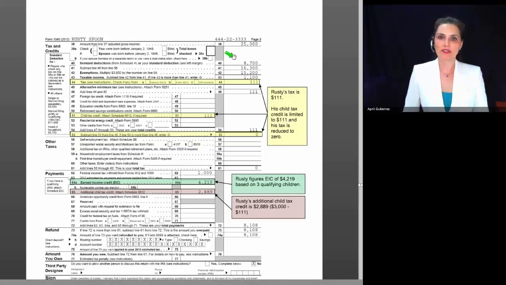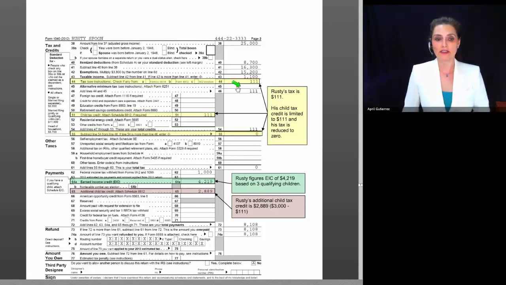Now on page 2, we claim a standard deduction of $8,700, and we also claim exemption deductions for our filer, Rusty, and his three dependents. When we enter those, we end up with $15,200 of exemption deduction. And when we're all done, of the $25,000 of income that Rusty earned for the year, only $1,100 of it is taxable, and the tax on that is $111. Rusty's child tax credit cannot exceed his tax, so his child tax credit is limited to $111. That makes the number on line 55 zero. And because line 55 is zero, he can qualify for an additional child tax credit.